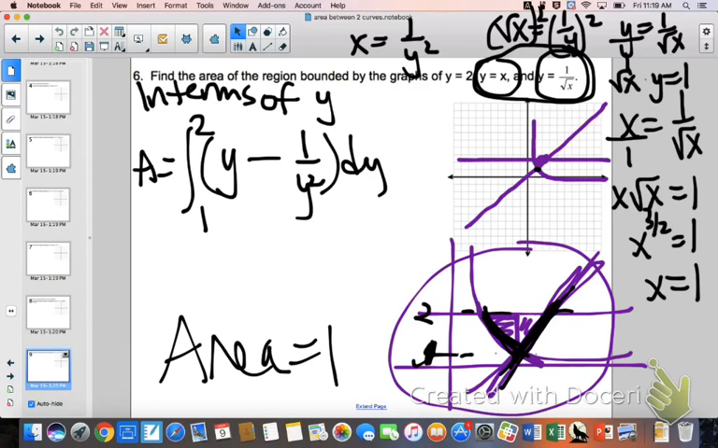Alright, there are 2 more examples that are going to be in terms of y. This has already been almost 15 minutes, so I'm going to stop here. I'll do a second video with the last 2 examples.